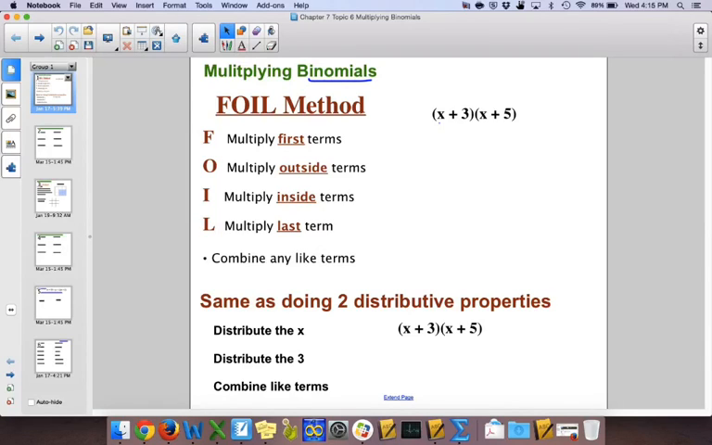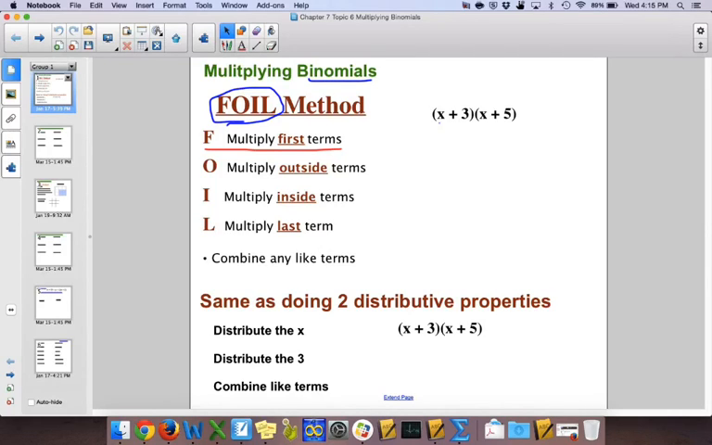Well, you're going to learn two methods for simplifying by multiplying binomials. The first is called the FOIL method. This is like the classic method that people have used for a while. Basically what we're doing here is identifying the different parts of the four pieces. So you've got 1, 2, 3, 4 different pieces here. FOIL is an acronym, so F stands for multiplying the first terms.